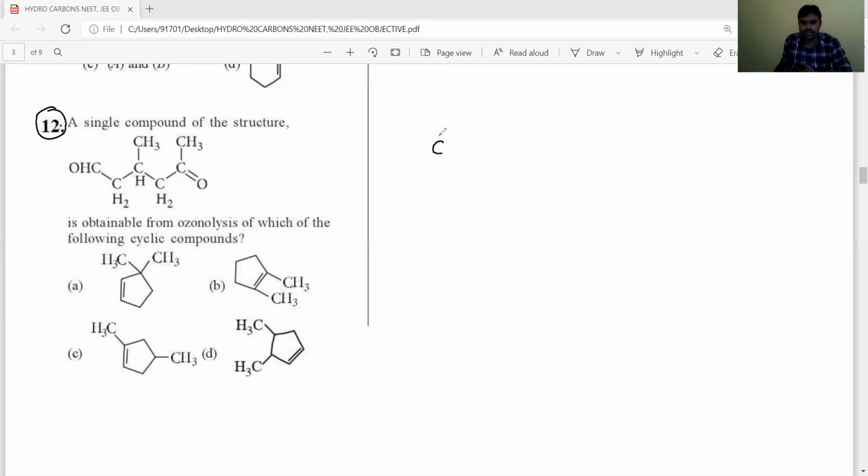this carbon having CH3 and a double bond is present, and it is attached to CH2, CH, CH3. Okay, students, and it is attached to CH2, C double bond O H. Okay, now this is the ozonolysis product.